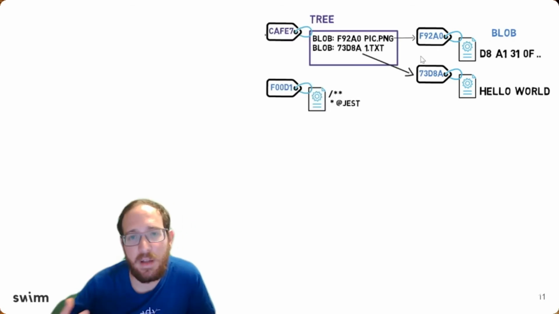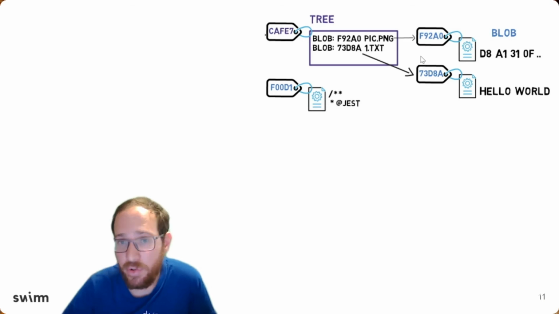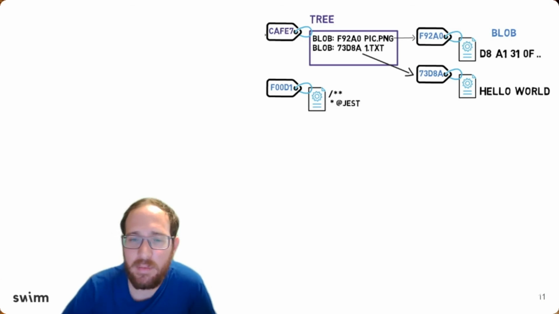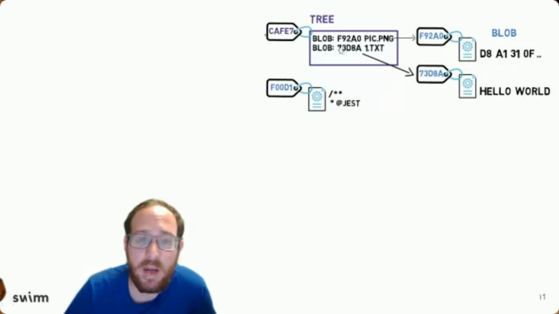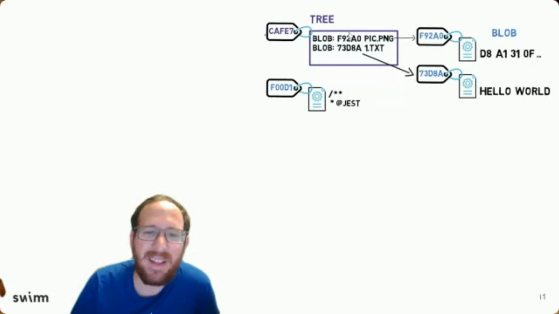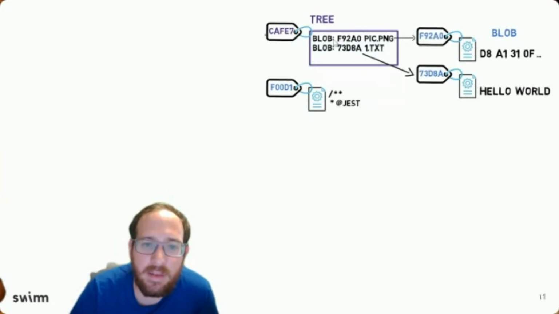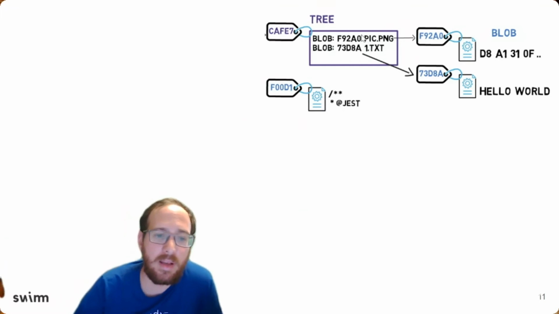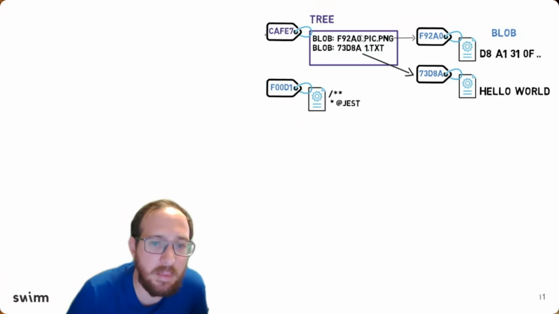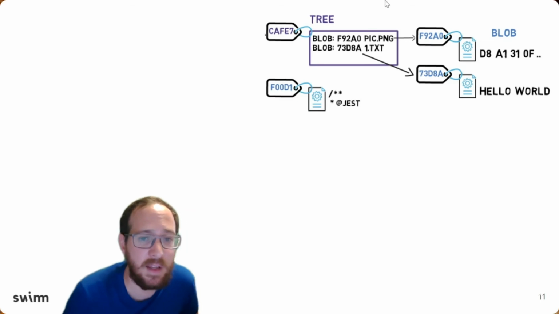If in a file system we have folders to put files within them, in Git we have an object called tree. A tree can include other trees or blobs. It's basically a directory listing. Here it says the blob with a SHA-1 F92A0 has the name pic.png. So this is a file named pic.png, and the blob, which has all of its contents, is the blob with the identifier F92A0.